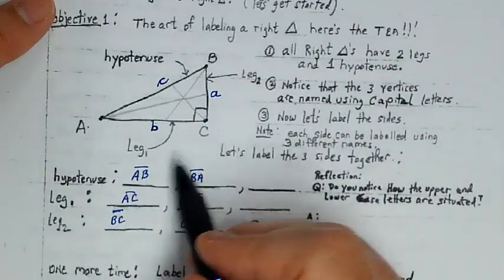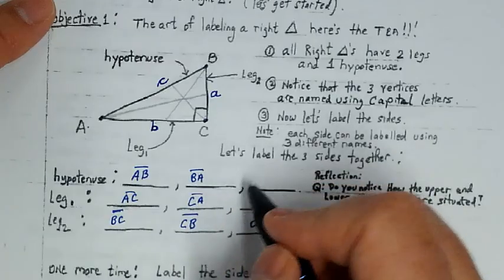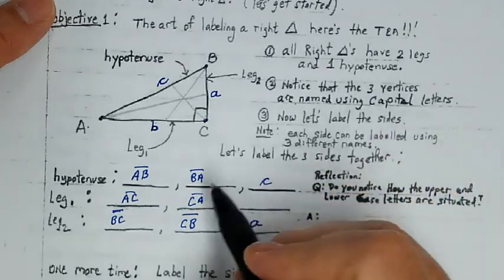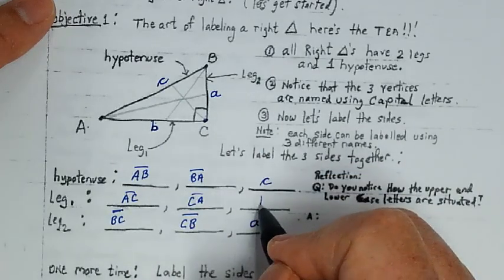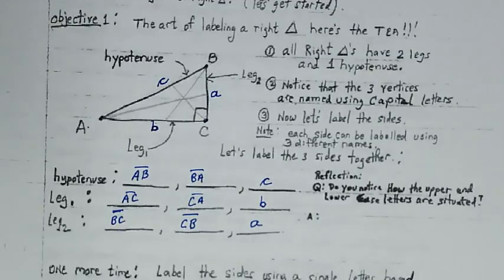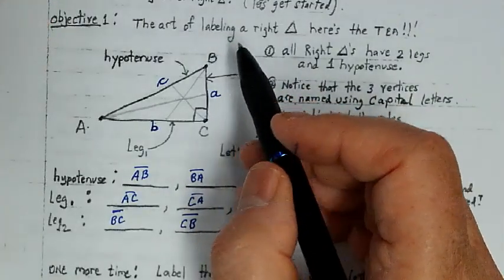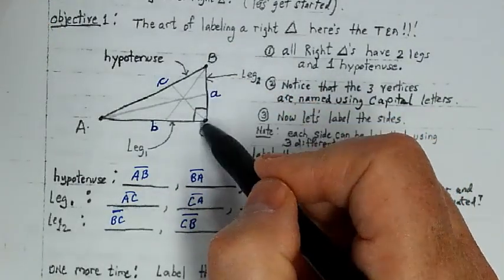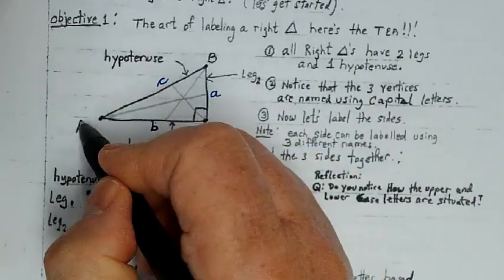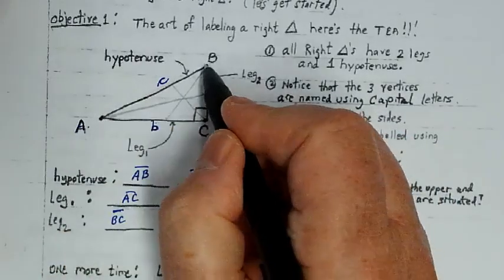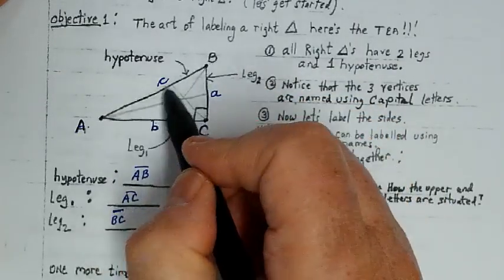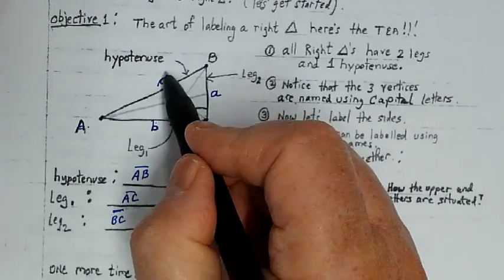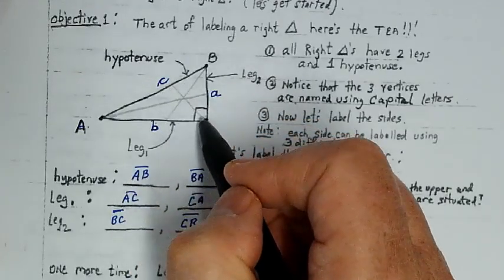And so for line segment AB, BA, it's also lowercase c. For line segment AC or CA, it's also lowercase b. So to understand this and to finish this up, notice that the angles are named or labeled with capital letters always. Vertices are always capital letters. But line segments are labeled with lowercase letters. And the single lowercase letter is always the same as its opposite angle.